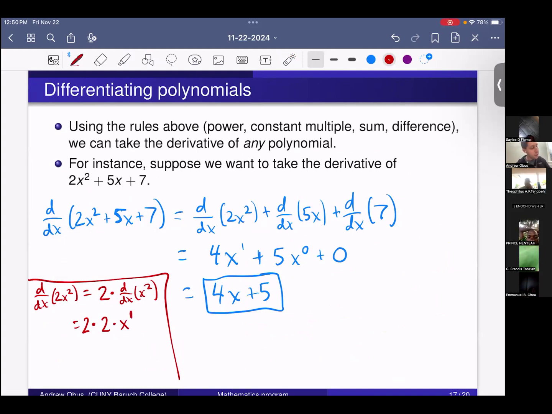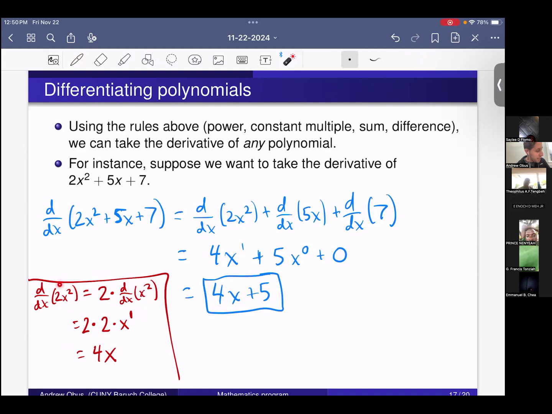Okay, and so now we have 2 times x to the 1, and that is exactly 4x. So there's really 2 things going on here. There's pulling the constant out and then applying the power rule to x to the n. But after you've done a few practice problems with this, you probably can treat this all as one step.